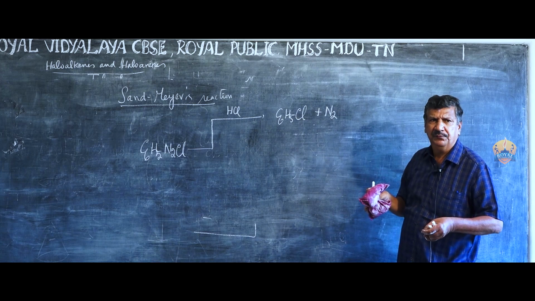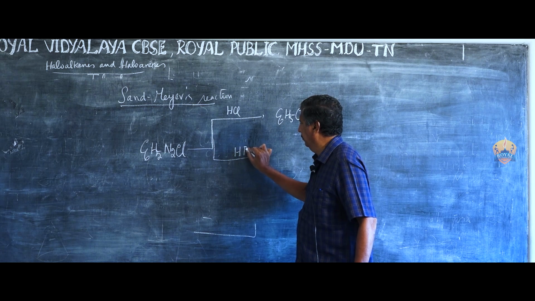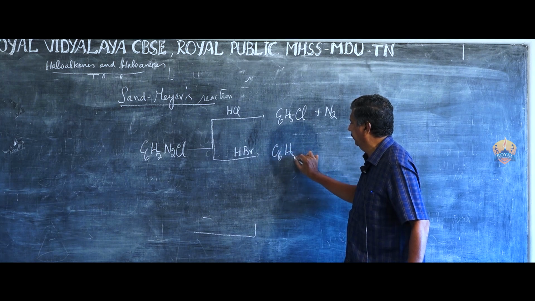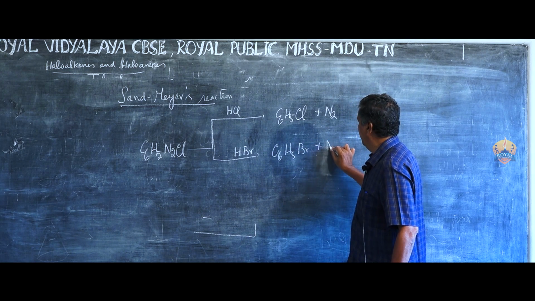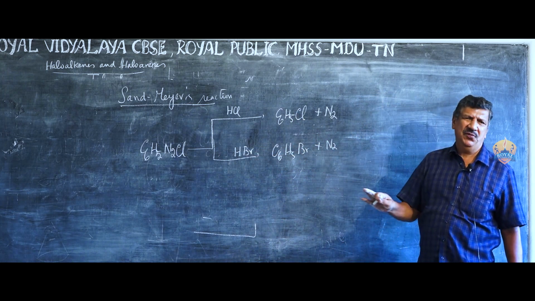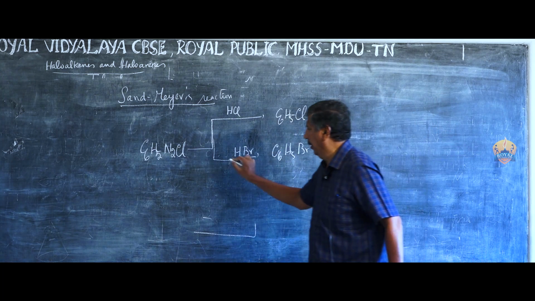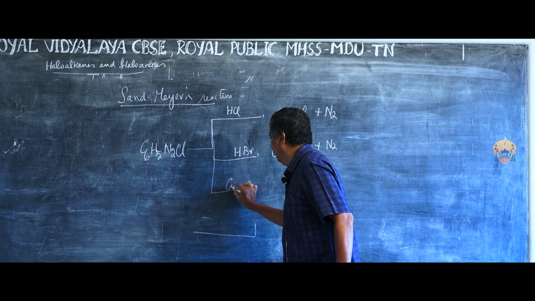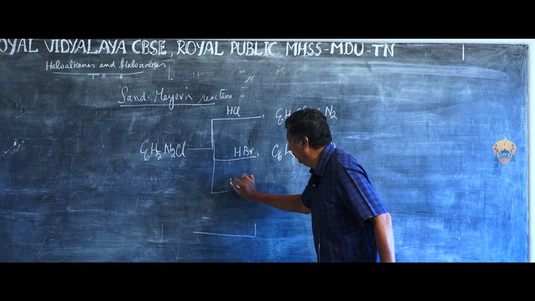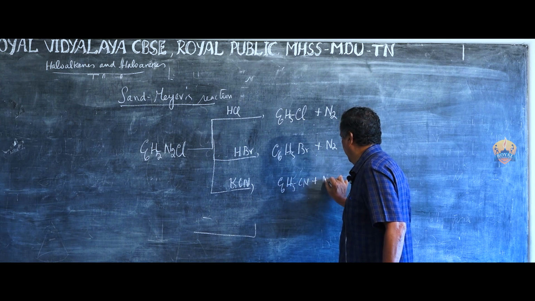So, okay, there is another one. When you use HBr, you will be getting the corresponding bromide. When you use HCl, chloride; HBr, bromide. Suppose if they ask you Sandmeyer reaction, of course there is one more in Sandmeyer. When you use CN, when you use KCN, you will get cyanide. So, okay.